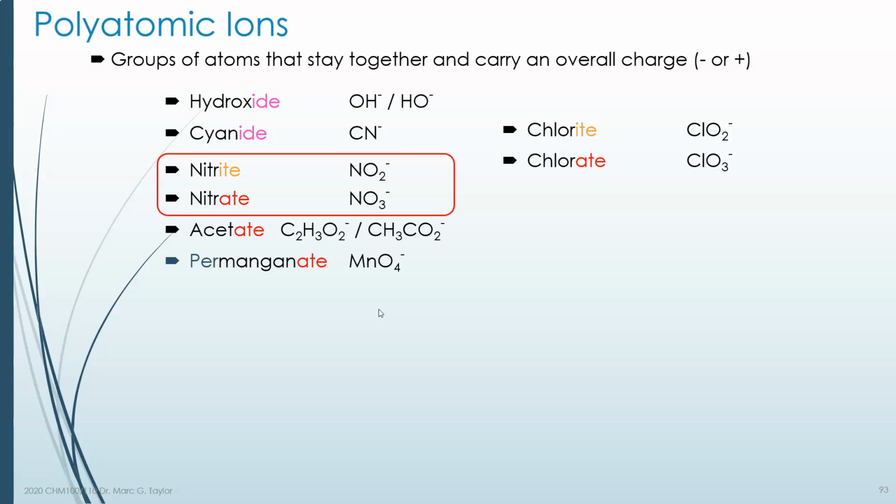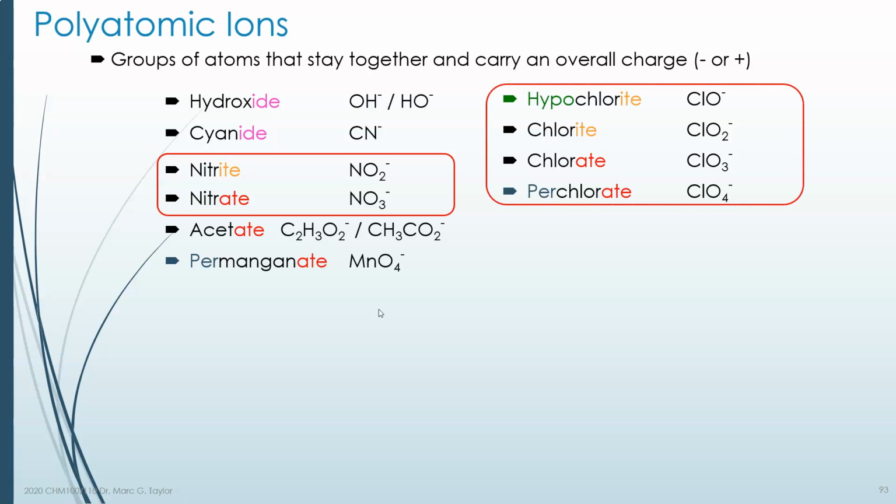We also have chlorite and chlorate. Again, another pair of ite and ate, ClO2 minus and ClO3 minus. But what's interesting about chlorate and chlorite is there are actually 2 other common chlorine-oxygen polyatomic ions. One with even fewer oxygens, called hypochlorite, the hypo telling you it's even less than the chlorite, 1 oxygen, and perchlorate, meaning there are even more oxygens than the regular chlorate, in this case 4.